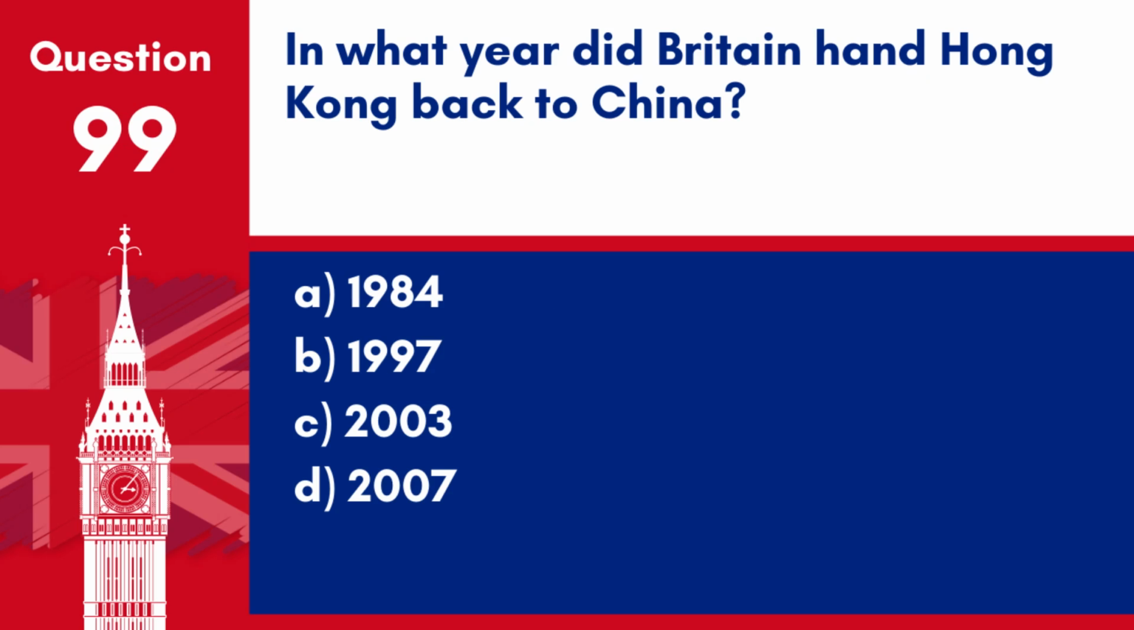Question 99. In what year did Britain hand Hong Kong back to China? A. 1984. B. 1997. C. 2003. D. 2007. Answer: B. 1997. Britain handed Hong Kong back to China in 1997.